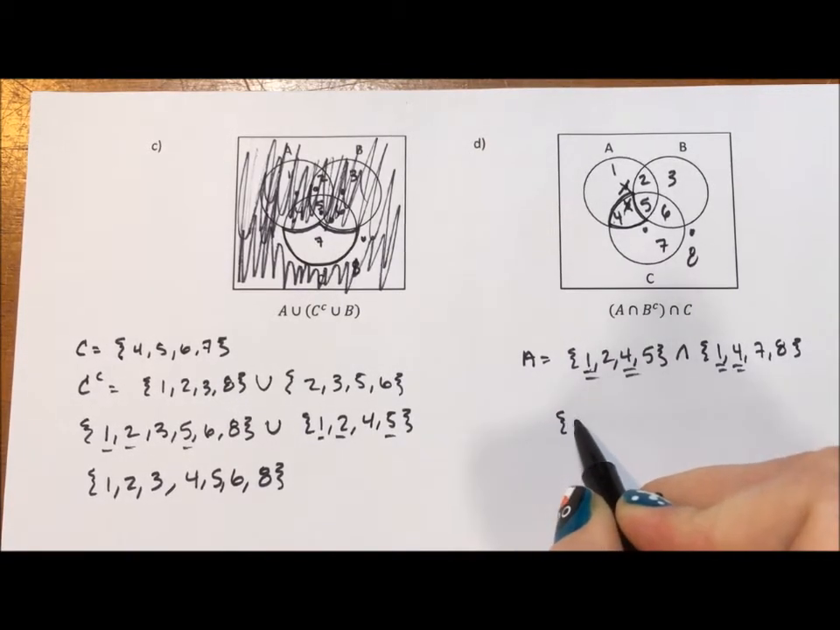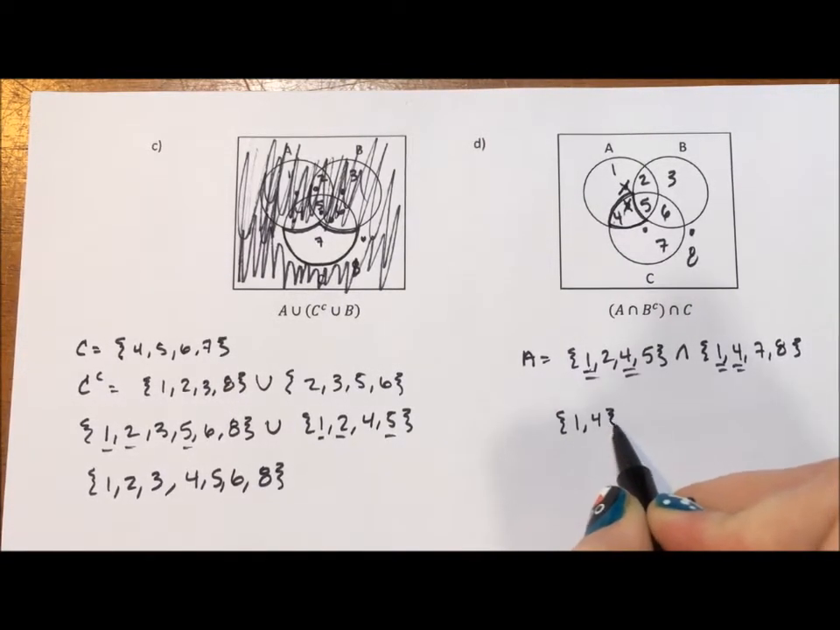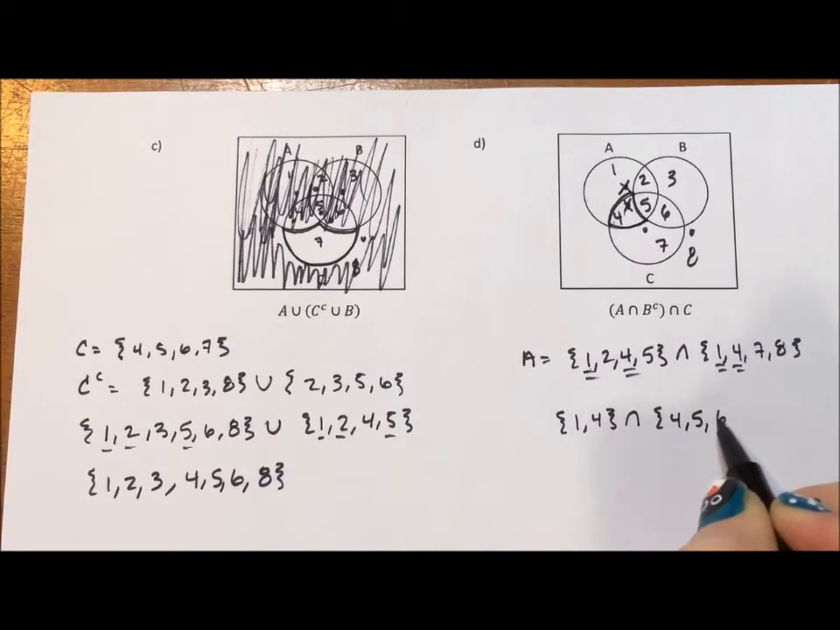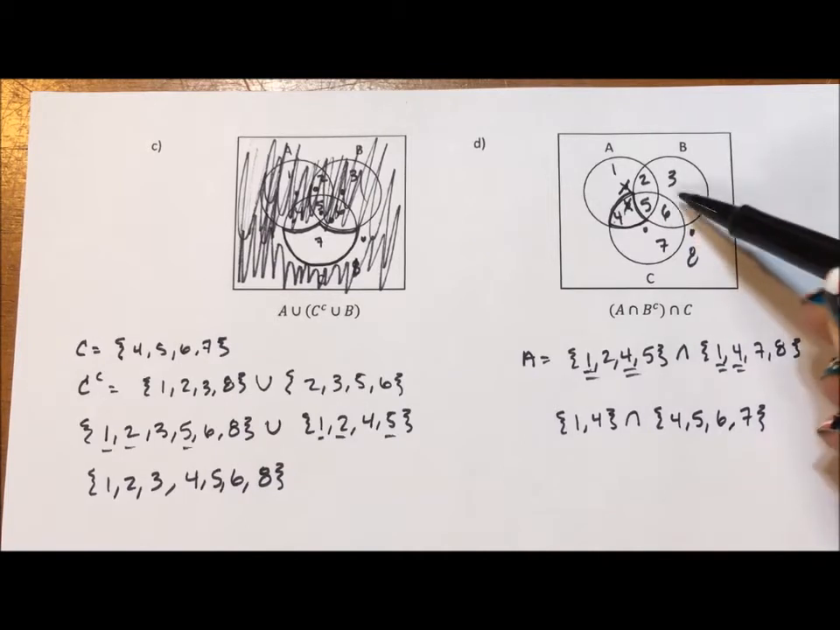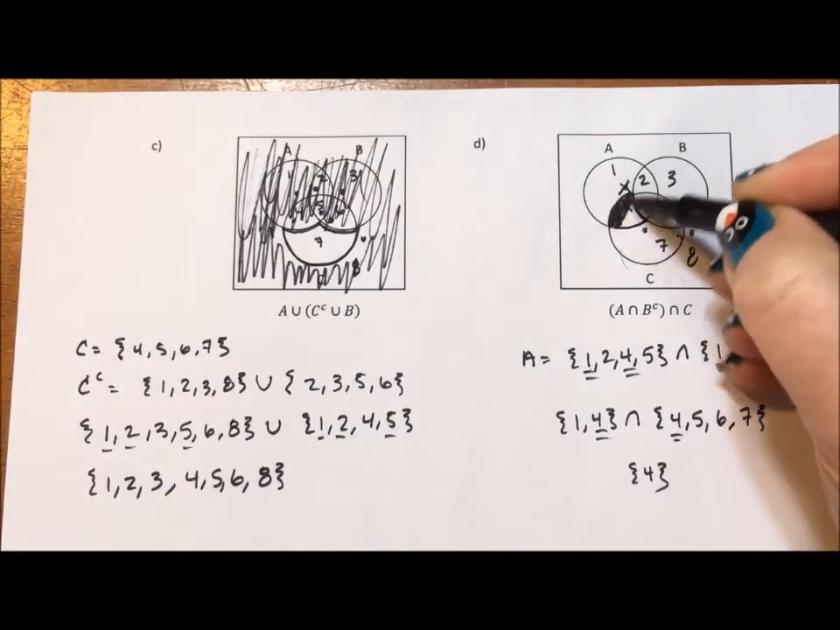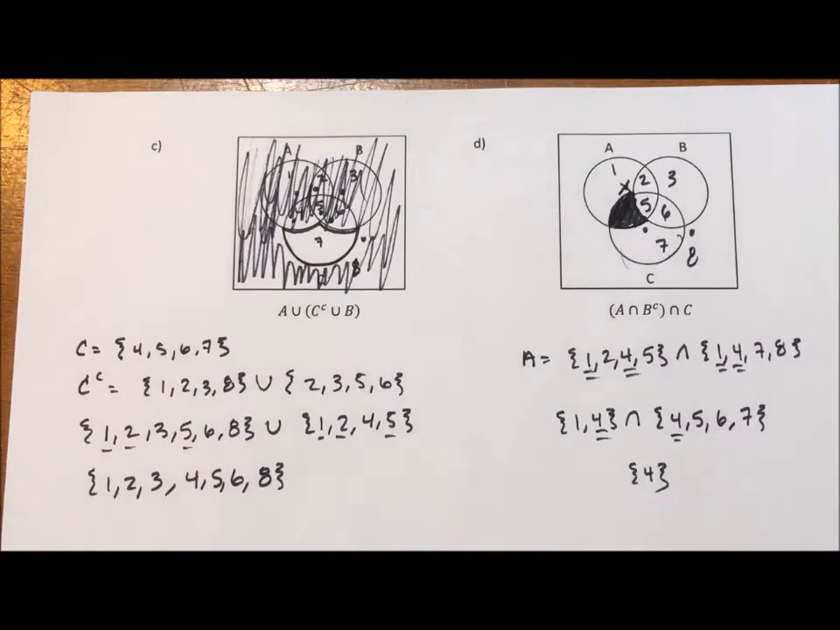So now what we want to do is take 1 and 4 and intersect that with C. C is 4, 5, 6, and 7. Those are the regions that make up C. Intersect is what they have in common, but in this case, all that they have in common is 4. So once again, both ways we did it, that's what gets shaded.